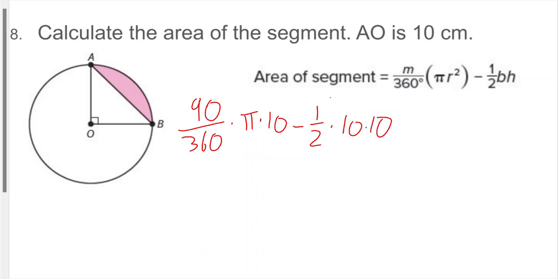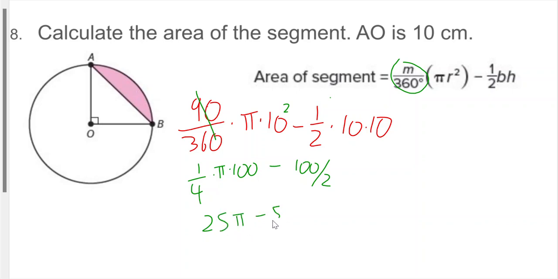So I'm going to take my equation, 90 over 360 times pi r squared, I forgot the squared there, minus 1/2 times 10 times 10. So this is going to be 1/4 again, times pi times 100, minus 100 divided by 2. So I can basically simplify this to become 25 pi minus 50 centimeters squared. So that's going to be my answer.